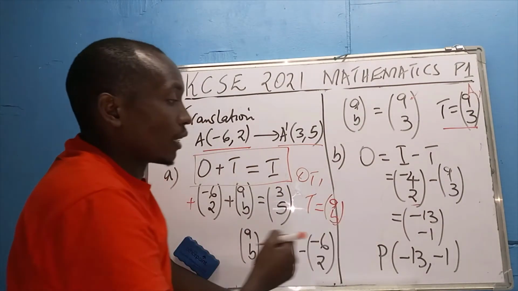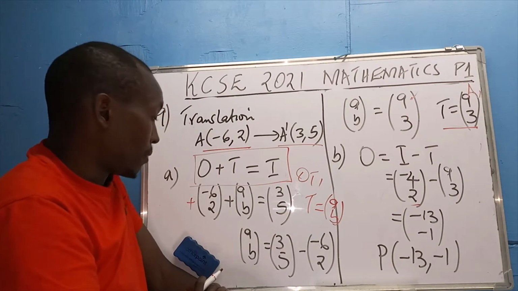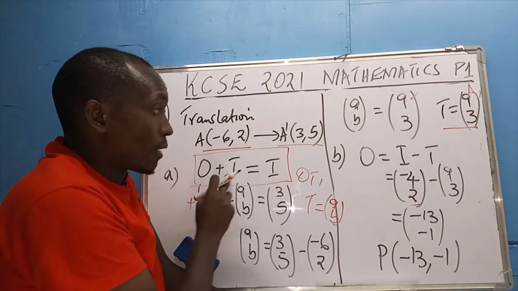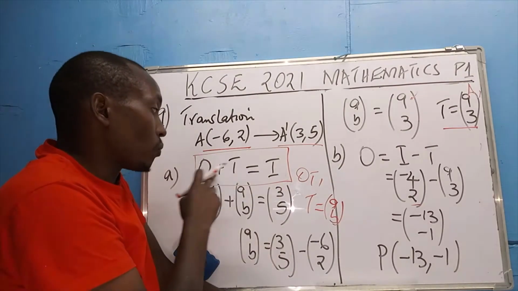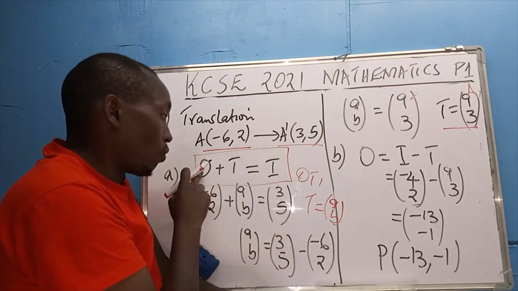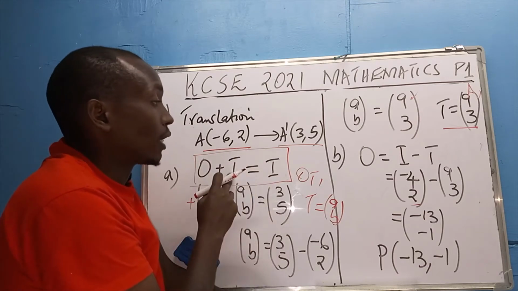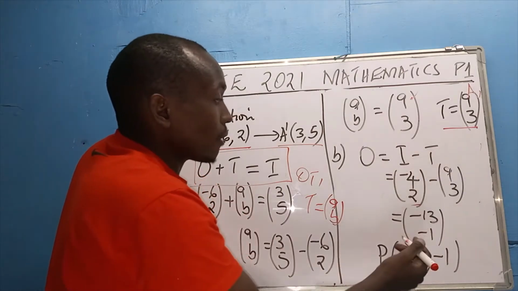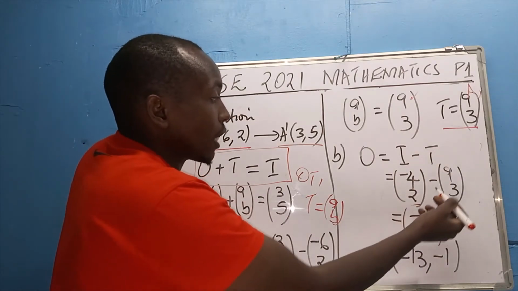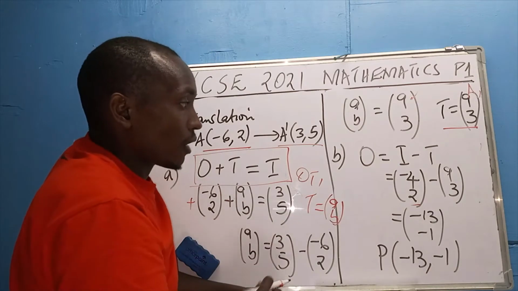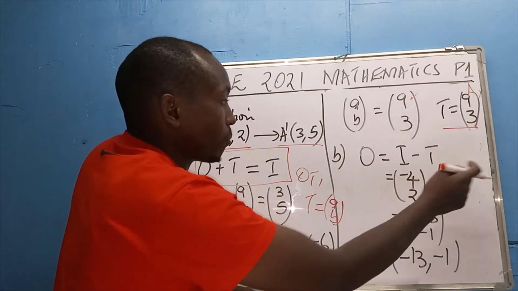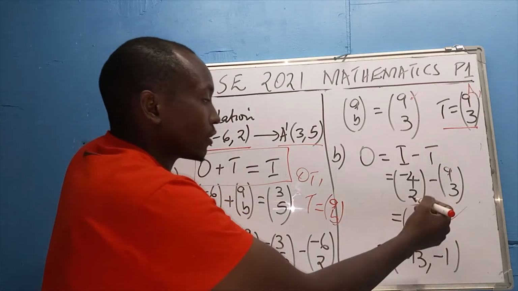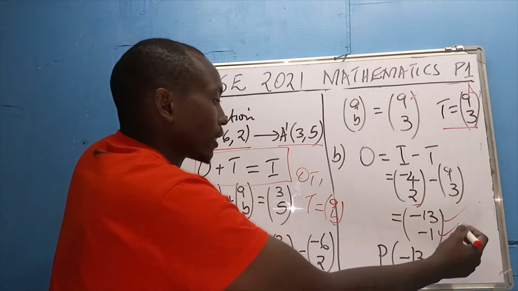Part B, we've been given the image of a certain point P. If that is the case, I can now use the same OT here. Now I'll know O, the object, is given by the image subtract the translating factor. That is all I'm going to do. I have the image, I subtract the translation factor there. That is negative 4 minus 9, I'll get negative 13. Then 2 minus 3, I'll get negative 1.